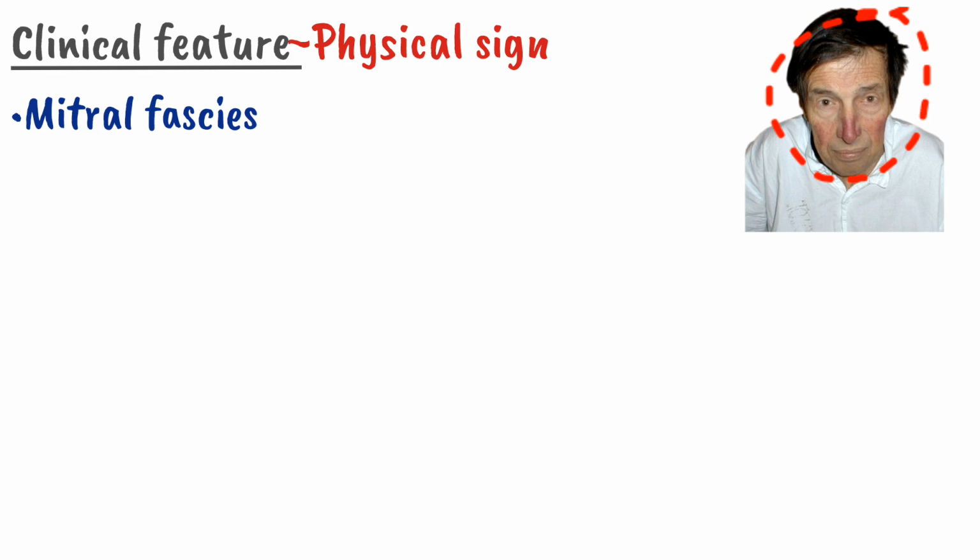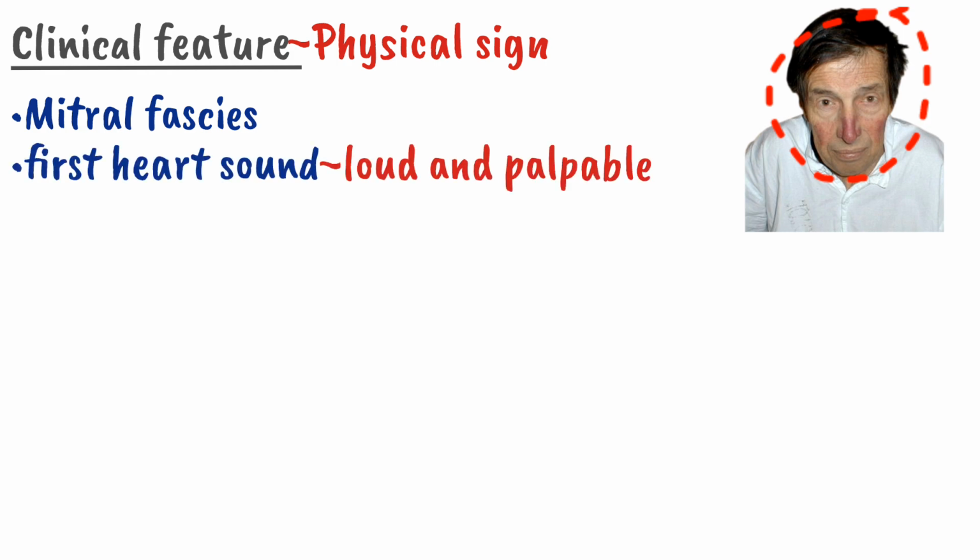The second one is that the patient will have a loud and palpable first heart sound. Why will there be a loud and palpable first heart sound? As we know, the first heart sound is produced due to the closure of the mitral and tricuspid valves. In mitral stenosis, the force which closes the mitral valve is increased due to increased pressure in the left atrium. Due to this, there will be an increased pressure gradient between the left atrium and the left ventricle, so there will be a loud and palpable first heart sound, meaning that the mitral valve will close with greater intensity.